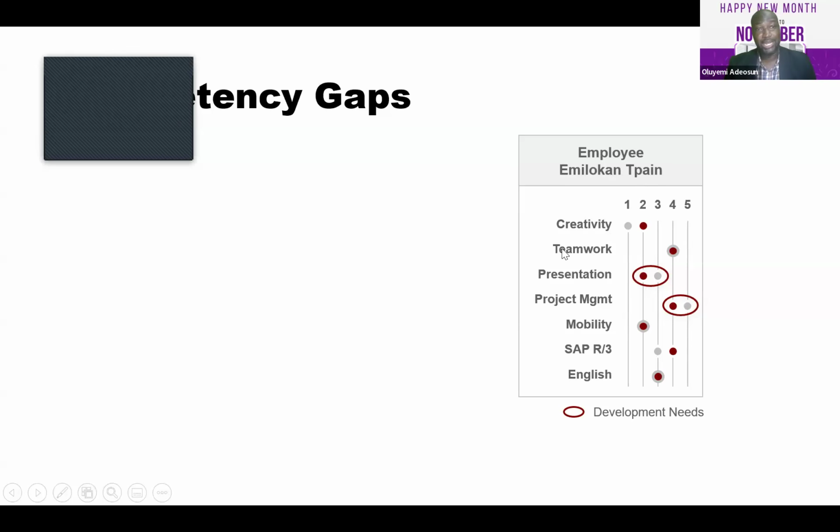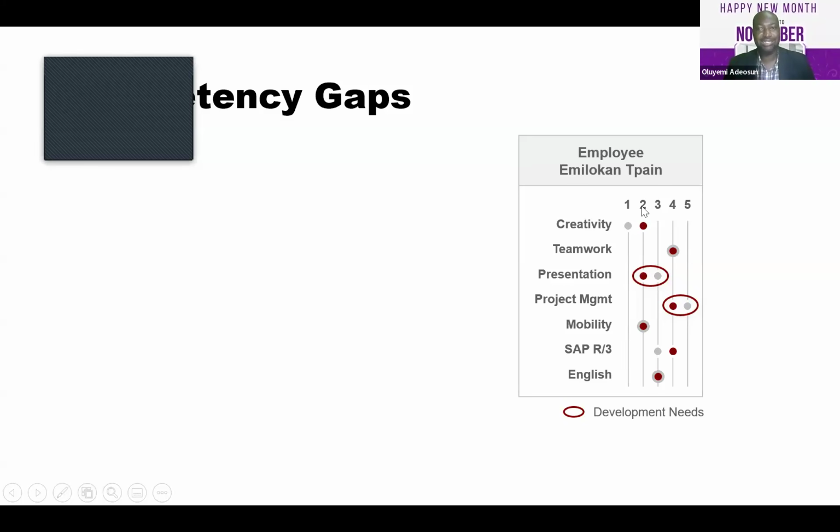We have identified, hypothetical and not a standard example, hypothetical. So we have identified creativity, teamwork, presentation, project management, mobility, SAP, which is an ERP, then English communication. Now, the person is expected to have what? The person is expected to have red. Red means this is the competency we have agreed in our organization. So creativity, the person should have what? I said red, should have gray.